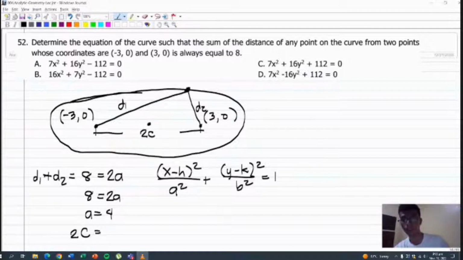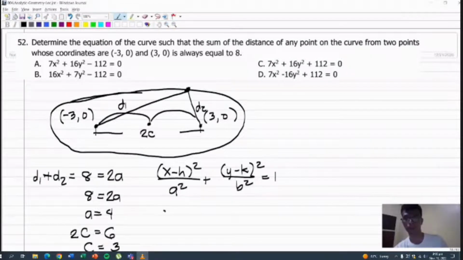So from the center, merong 3 units papunta sa kaliwa, yung negative 3. And then from the center, papunta sa kanan, merong positive 3. That is a total of 6. Therefore, the value of C is 3.